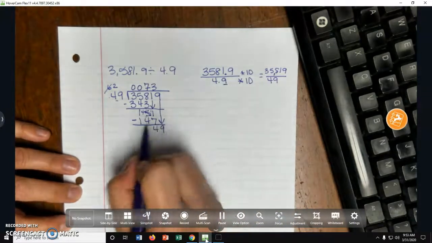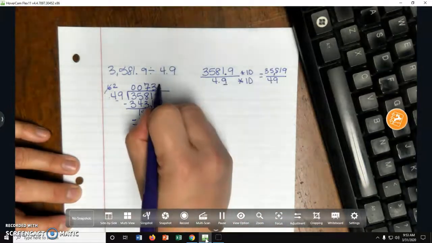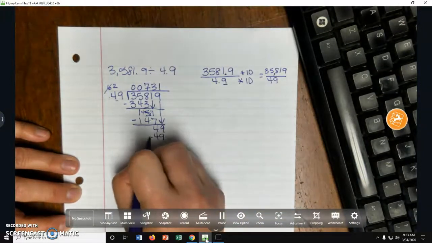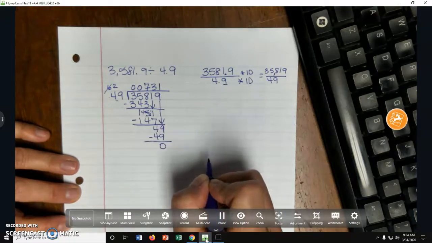Then that makes me happy. I'm checking here. Okay, sweet. So 49 can go into 49 one time with no remainder. 3,581 and 9/10 divided by 4 and 9/10 equals 731.